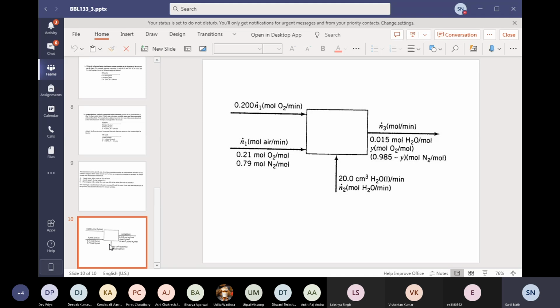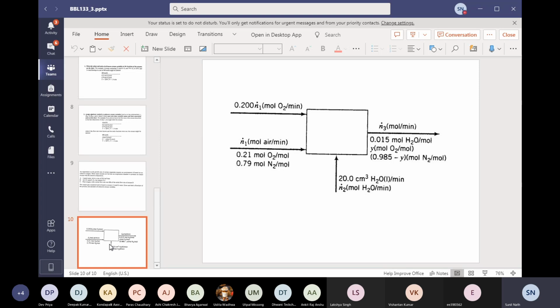Now let's go to the output. He has called it N3 dot. I don't like these dots and subscripts, but okay. 0.015, 0.985. Yeah, looks okay. So you have to now find N1 dot in terms of this labeling. You have to find N1 dot, N3 dot, and Y. Three variables, like you correctly said.